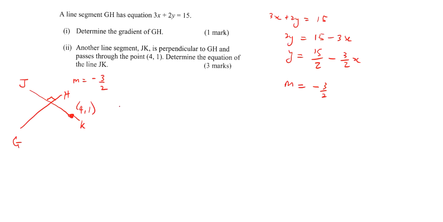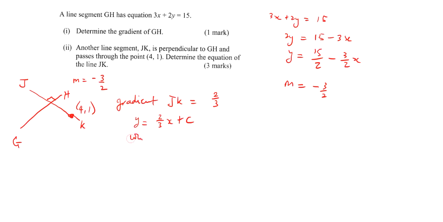So therefore the gradient of GK is equal to, how do we find that? When two lines are perpendicular, we know that when we multiply the gradients we get minus 1. So we know the gradient of one of them, which is minus 3 over 2. So all you need to do is to invert it, so it becomes 2/3, and put a minus sign in front of it. So therefore we end up with 2/3. So the gradient of GK is 2/3, and we know that it passes through the point 4, 1. So therefore the equation of GK will be y equal 2/3 x plus c.